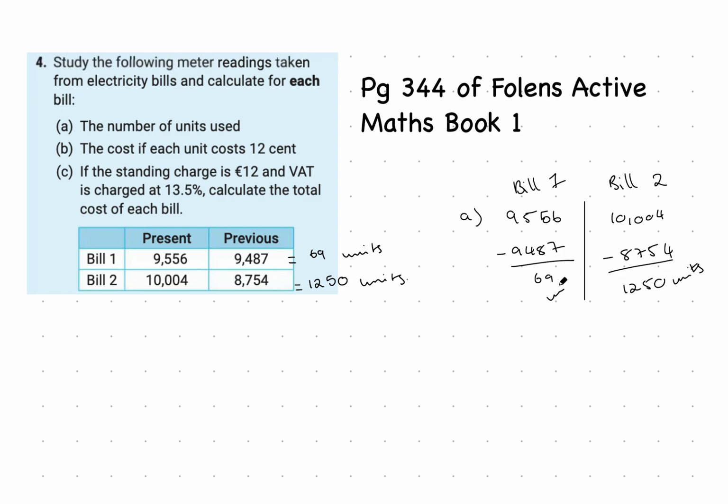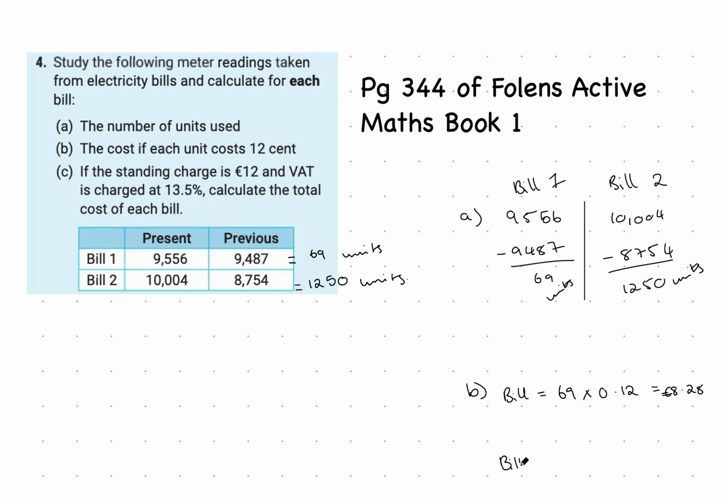Now for part B here, we're being told what would the cost be if each unit was 12 cents. So if we look at bill 1, we use 69 units, and that's going to be at 12 cent. Now 12 cent in euros is 0.12, so I'm going to multiply those. And when I do that, I get a cost for bill 1 of 8.28.